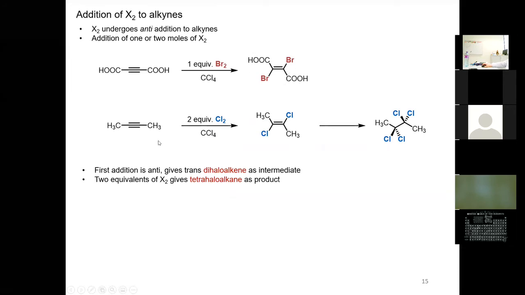And if it adds twice, it's actually much simpler, right? Because you don't need to consider the double bond geometry, since a second Cl2 will be added to give this fully substituted alkane. The first one is anti-addition, two chlorides on opposite sides of the alkene, and the second one will add into these two carbons. So each carbon now has two chlorides. Geminal dichloride, geminal dichloride. To summarize, the first addition is anti, giving a trans dihaloalkene as intermediate, but two equivalents of X2 give a tetrahaloalkane as product, just like here.